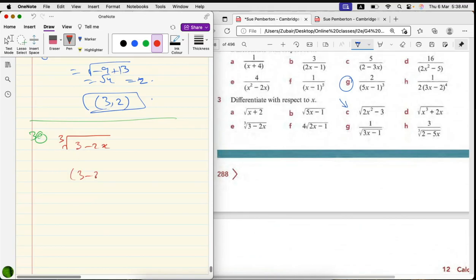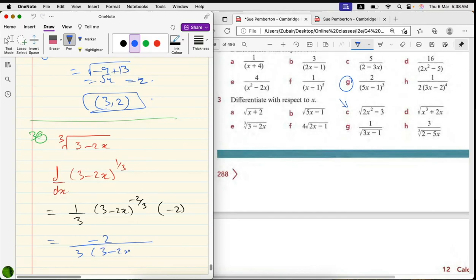Okay, 3 minus 2x raised to the power 1 by 3. Now we differentiate it. The power comes down. 3 minus 2x raised to power minus 2 by 3, into the differentiation, which is minus 2. Because of the negative power, it comes down, minus 2 over 3, 3 minus 2x raised to power minus 2 by 3. The concept of copy pasting was only in square root, not in cube root or any other power.